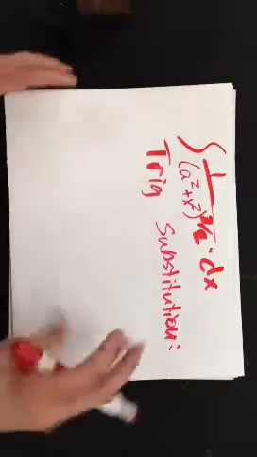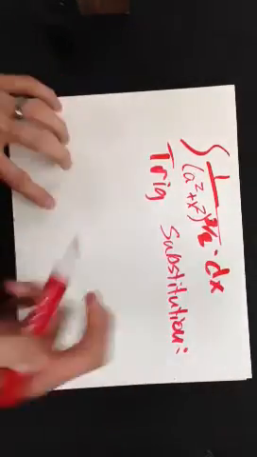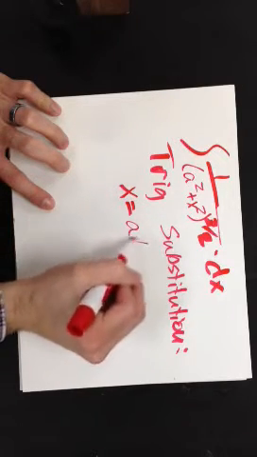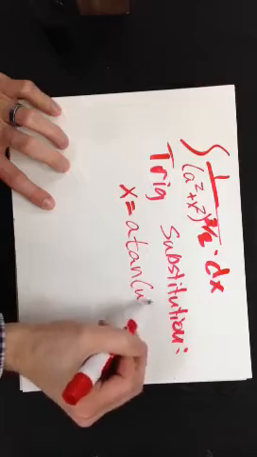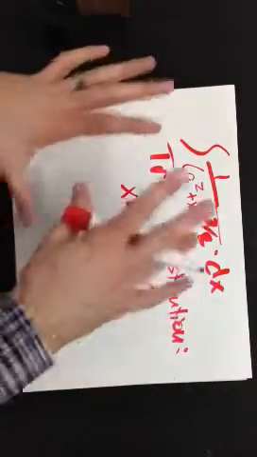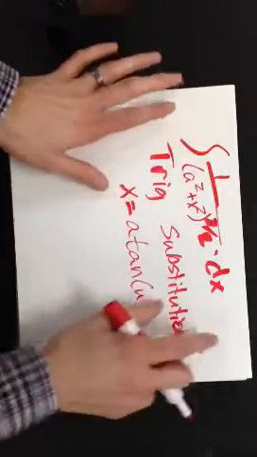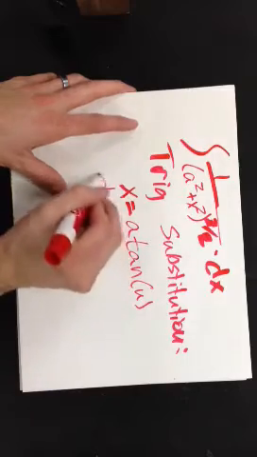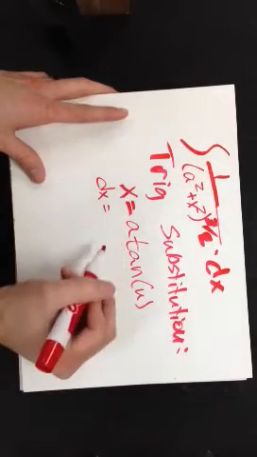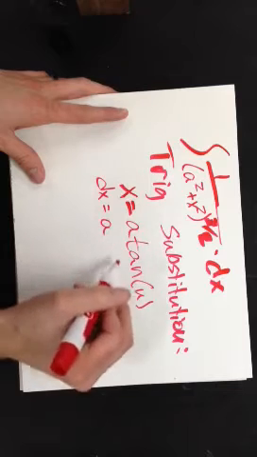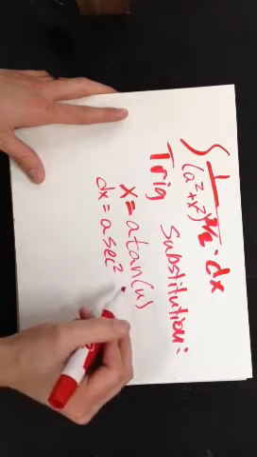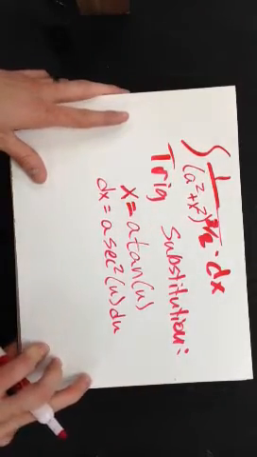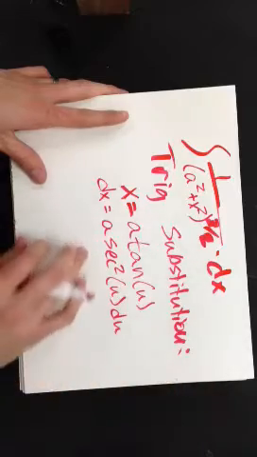Okay, so here's what we're going to do. We are going to say that x is a tangent of u. Kind of like u substitution, except now this is trig substitution. So x equals a tan of u. dx is going to be a secant squared of u du, because the derivative of a tan u is a secant squared u.